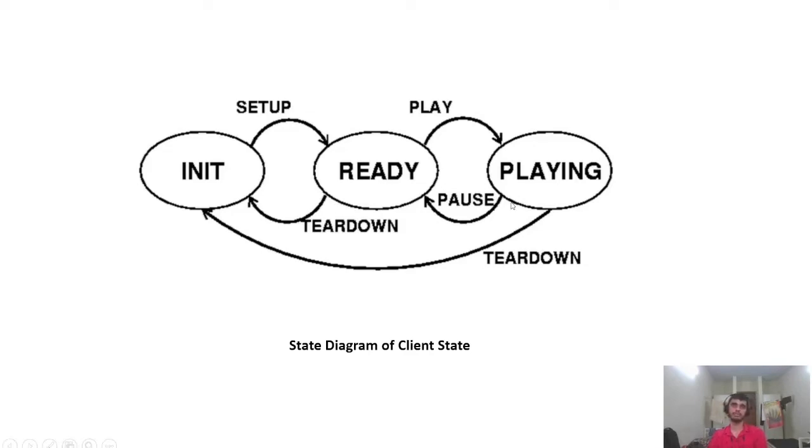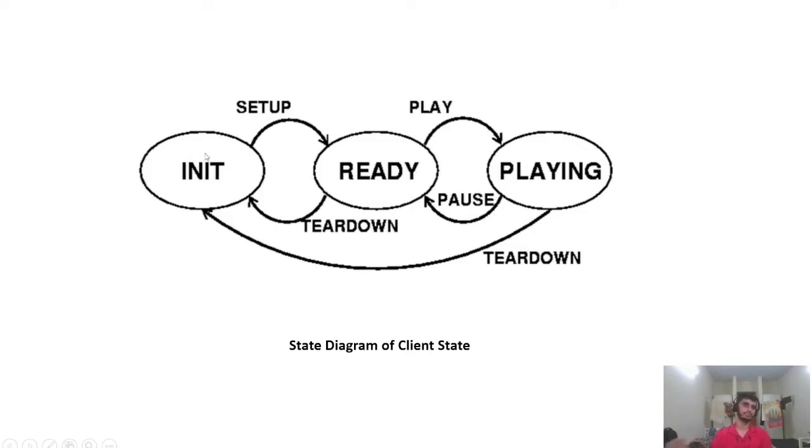And when a pause request is sent, it will again go to the ready state, and at any time when teardown is clicked, everything gets ended and the client will exit and return to the init state again. So these are the variables. The state of the client should be maintained at both the server and the client. So when it is in the ready state, it should not permit a setup request, as a setup request is only possible when the client is in the init state.